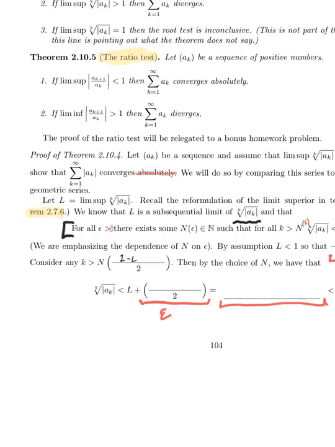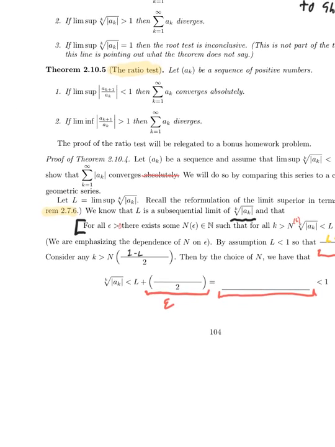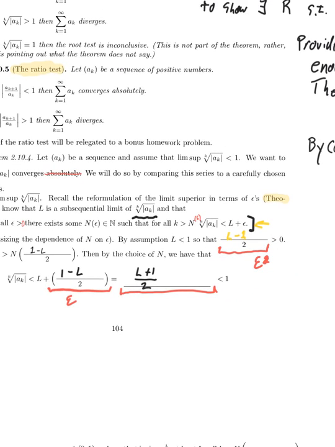By our choice of big N, we now have that this kth root of the absolute value of AK is less than L plus that choice of epsilon, 1 minus L over 2. And let's just go ahead and simplify that. So L plus 1 minus L over 2. Well, do the algebra yourself. You will get L plus 1 over 2. And I assert that that is less than 1.